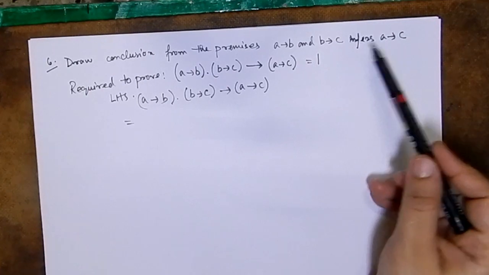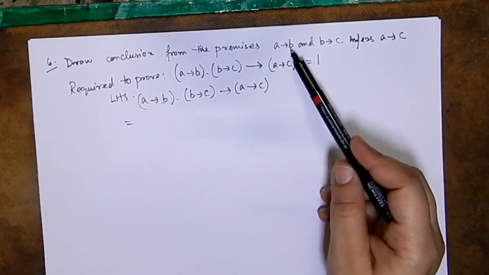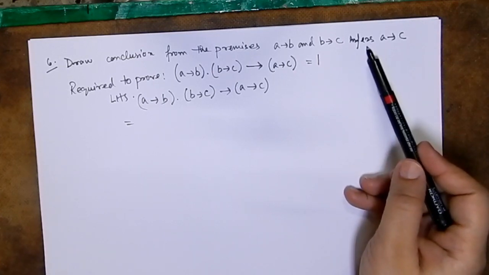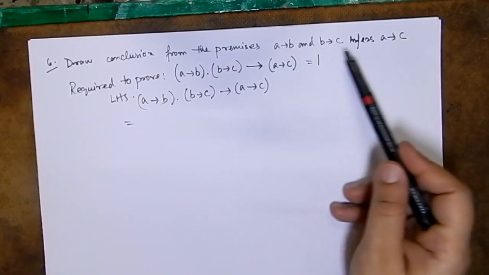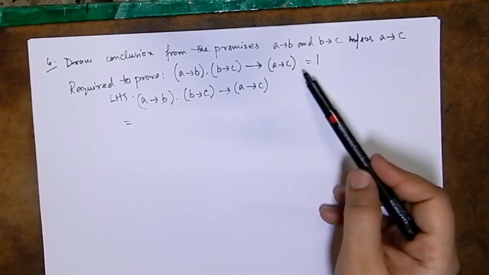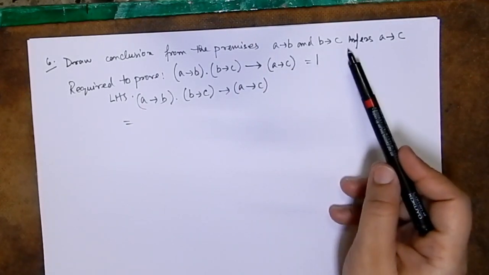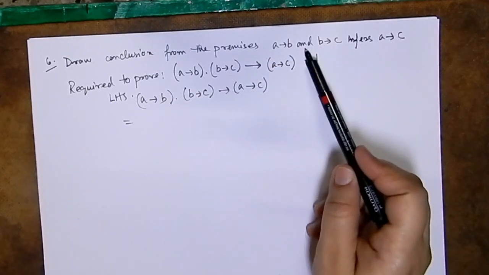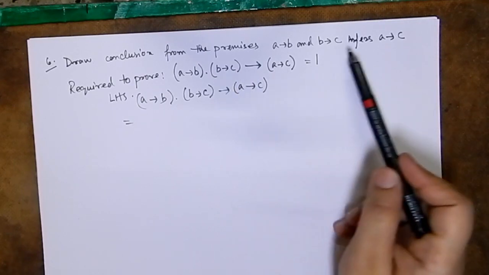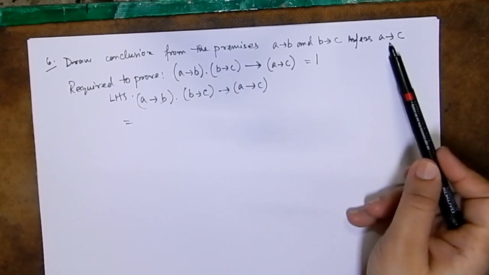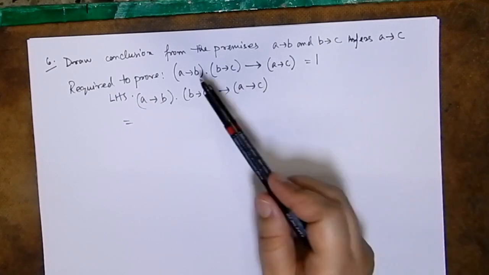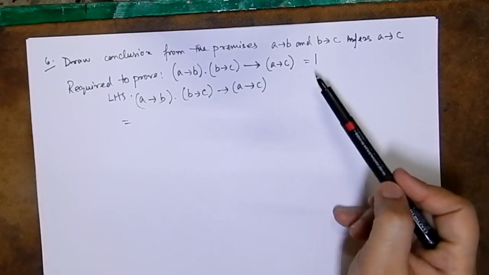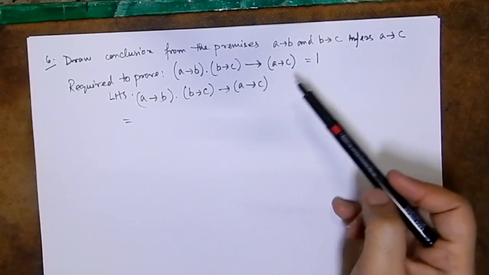Now we are going to do a different kind of a problem where we have to conclude that if A implies B and B implies C, then it always infers A implies C. This is also known as the chain rule, but you have to prove this algebraically. Now when you have to prove it algebraically, these two are the premises whose product gives you the antecedent, and inferring this is the conclusion or the consequent, and you have to prove that the product of the two premises implies the conclusion is 1, which is a tautology.